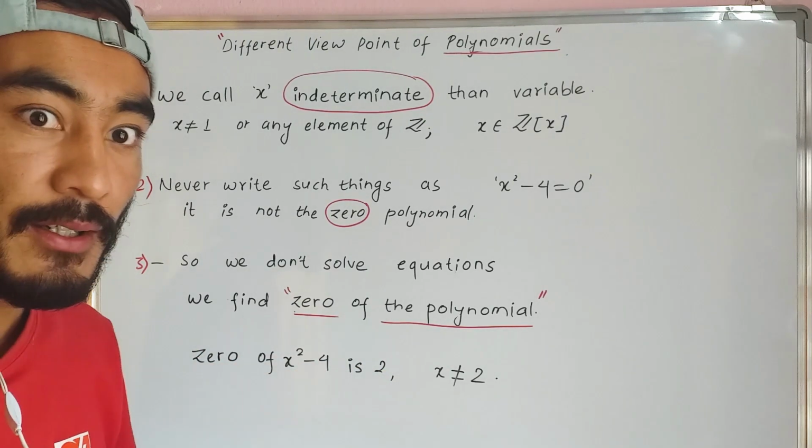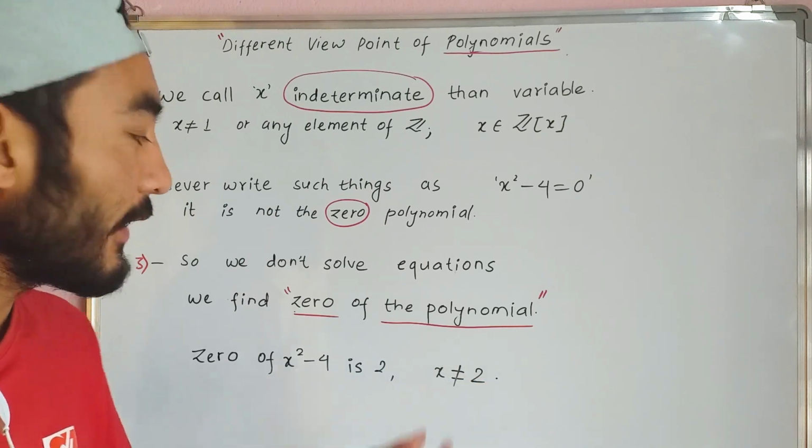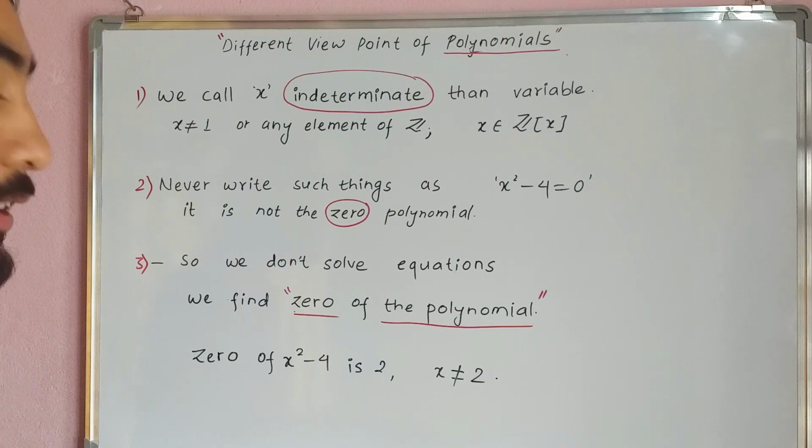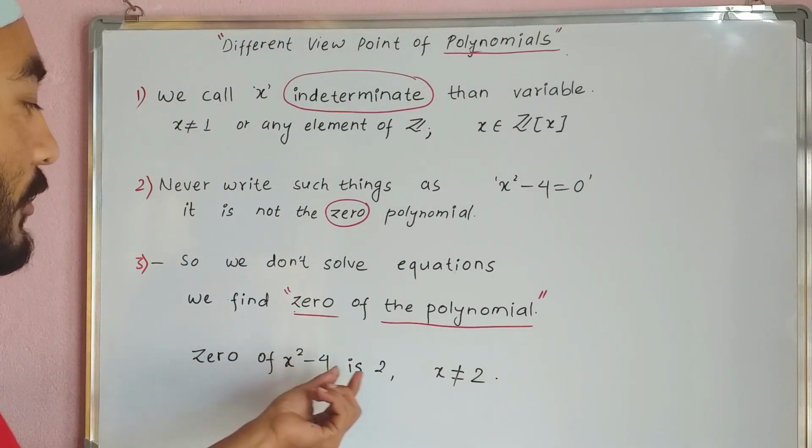But note that x is not equal to 2. We do not write x equals 2. The value of x is not 2 because x is an indeterminate. Only the zero of the polynomial x squared minus 4 is 2.